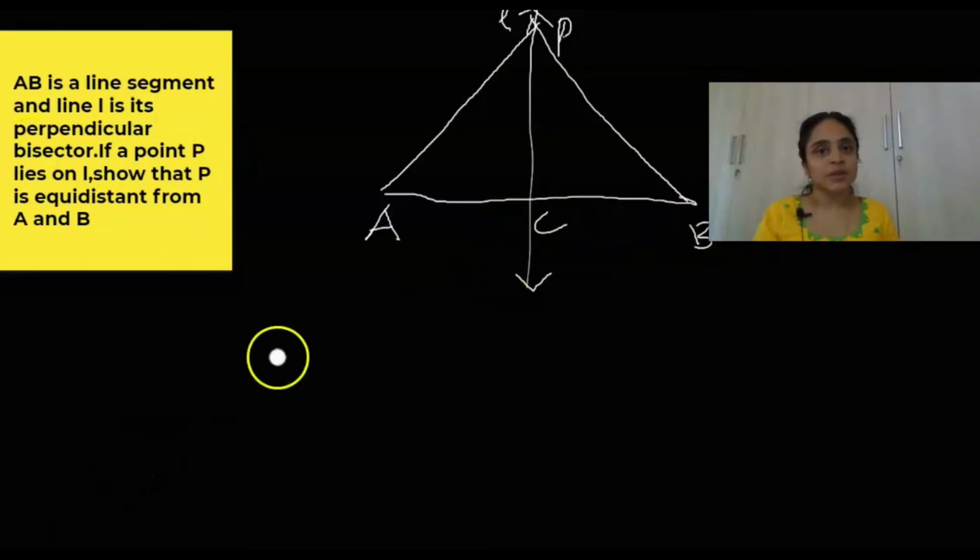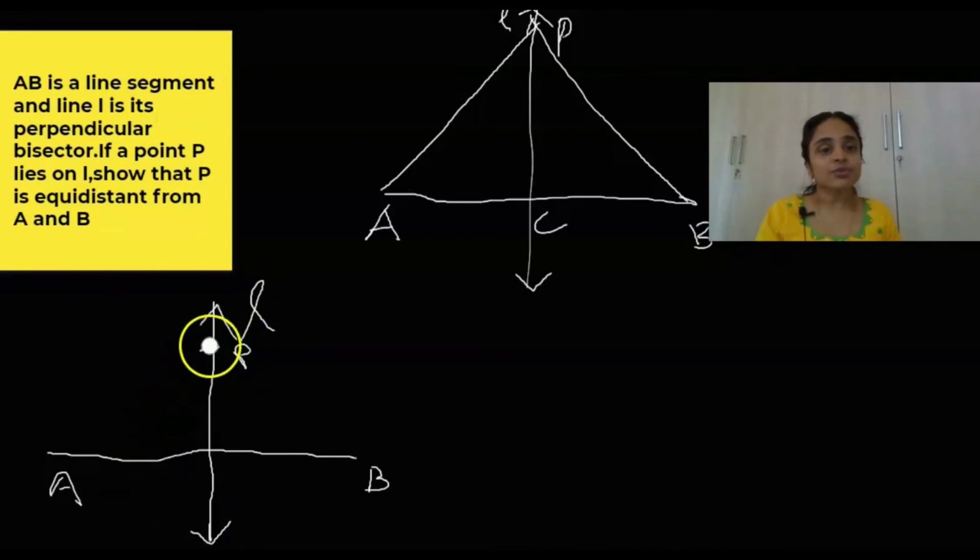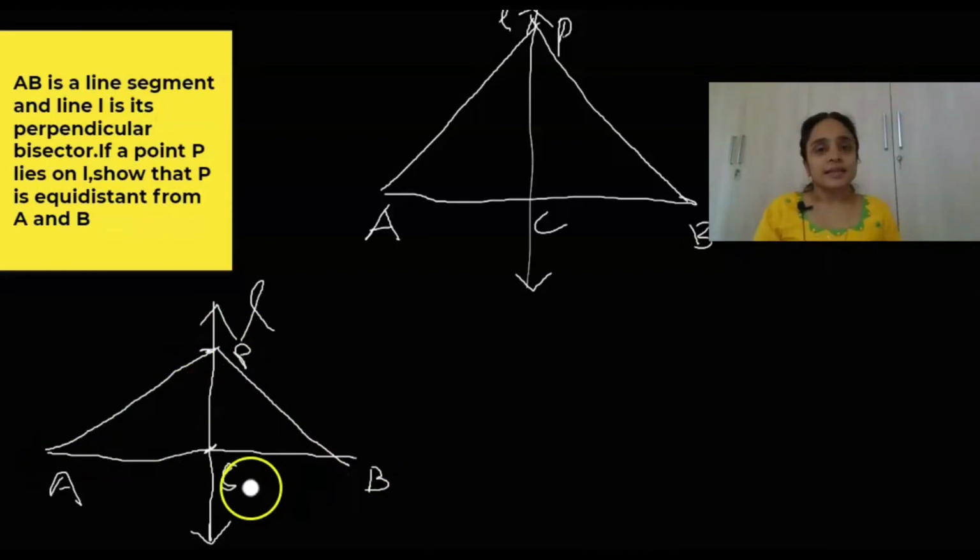This is the completed figure that I have drawn. So AB is a line segment. This is a straight line segment. It is difficult to draw here, that is why. Now L is its perpendicular bisector and P is a point on L. Now we have to show that AP is equal to BP. We can connect AP and BP together. Now let C be the point where this perpendicular bisector intersects the line segment AB.